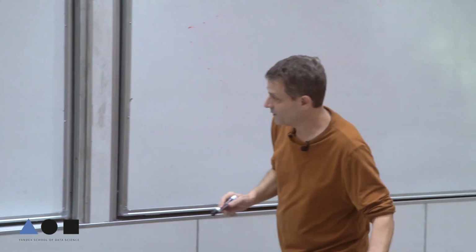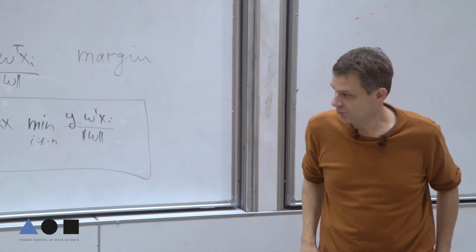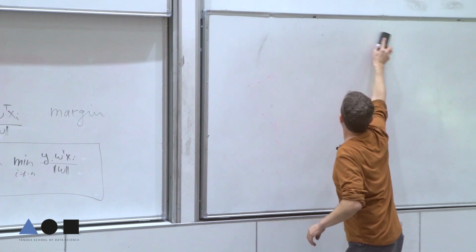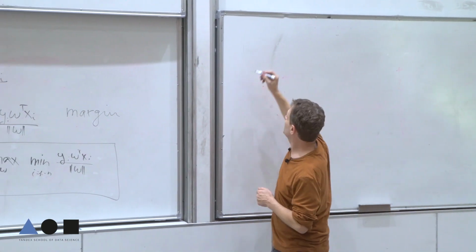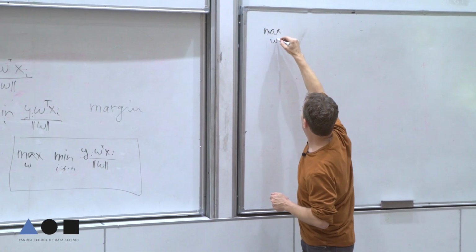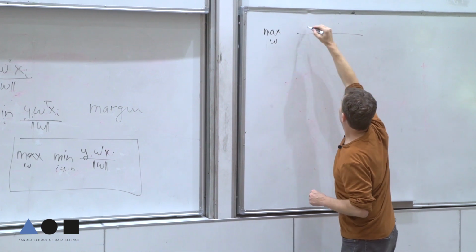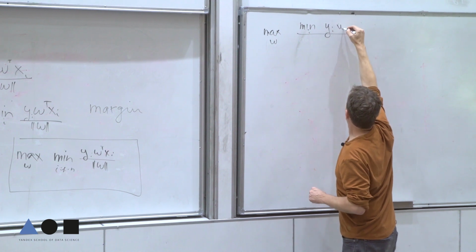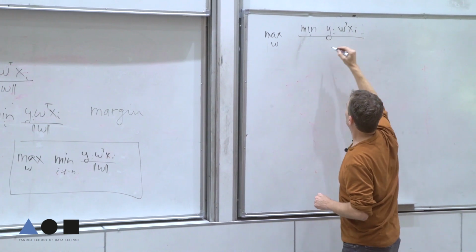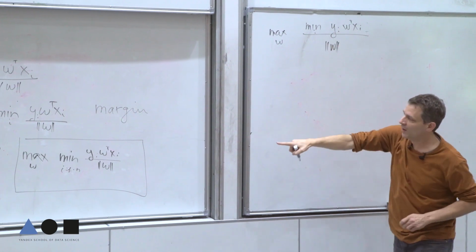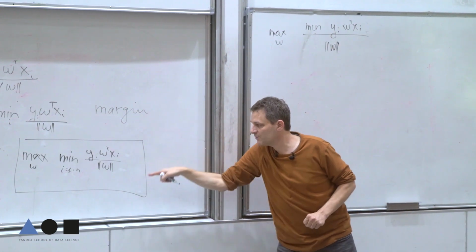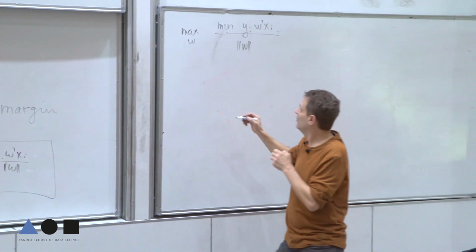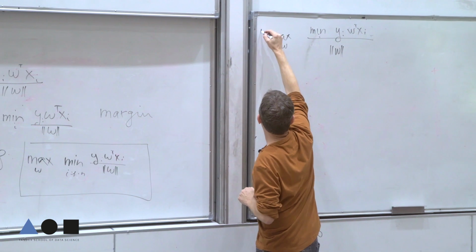Actually, there's one step before that, just a very simple step. First, note that I can put the minimum over i at the numerator, because all of them have the same norm. So I can rewrite it like this. That's fine, right? So that was step 1.